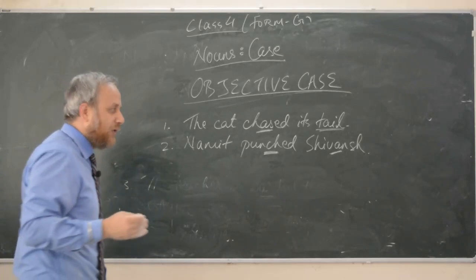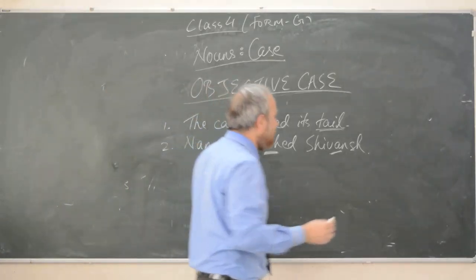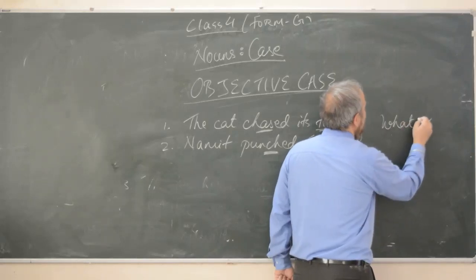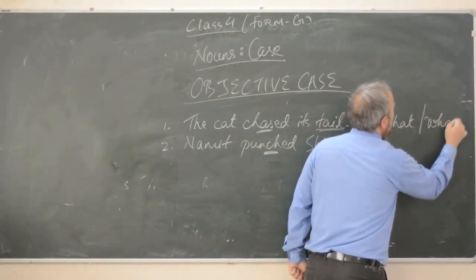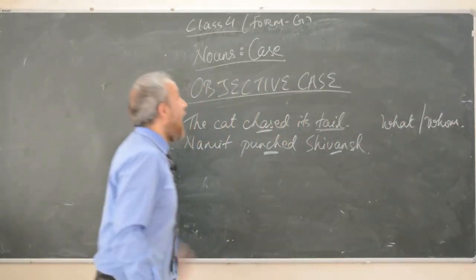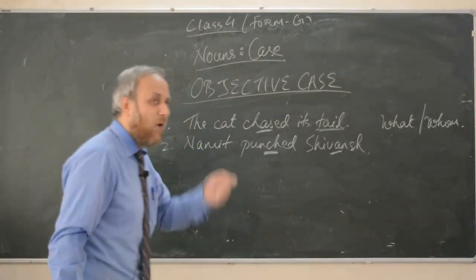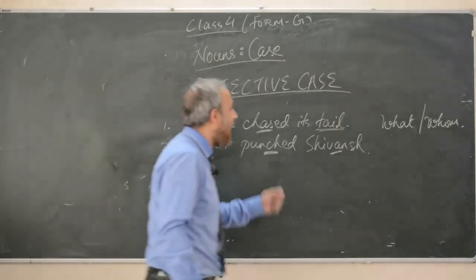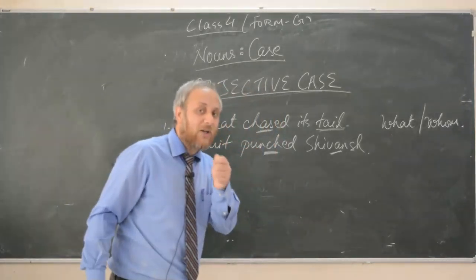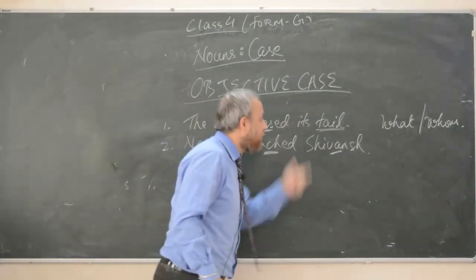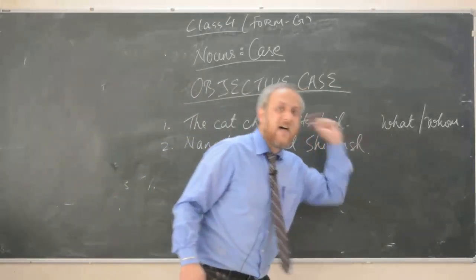All that you have to do is ask yourself the question, okay, what or whom? After the verb, remember, after the verb. If you want to figure out the subject, remember you have to ask yourselves what question? What or who before the verb, but here it's what or whom after the verb.